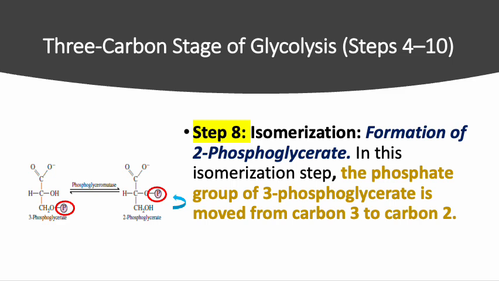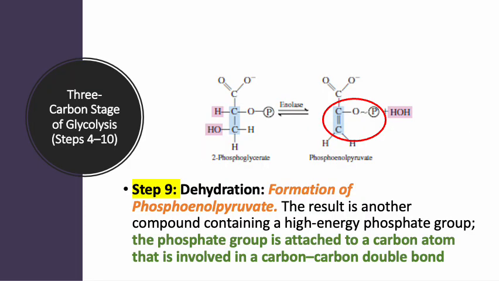Now, step 8 involves another isomerization where the phosphate group of 3-phosphoglycerate is moved from carbon 3 up into carbon 2. The enzyme phosphoglyceromutase catalyzes the exchange of the phosphate group between the two carbons. After the phosphate is transferred from C3 to C2, which produces 2-phosphoglycerate, it undergoes the dehydration process in step 9.